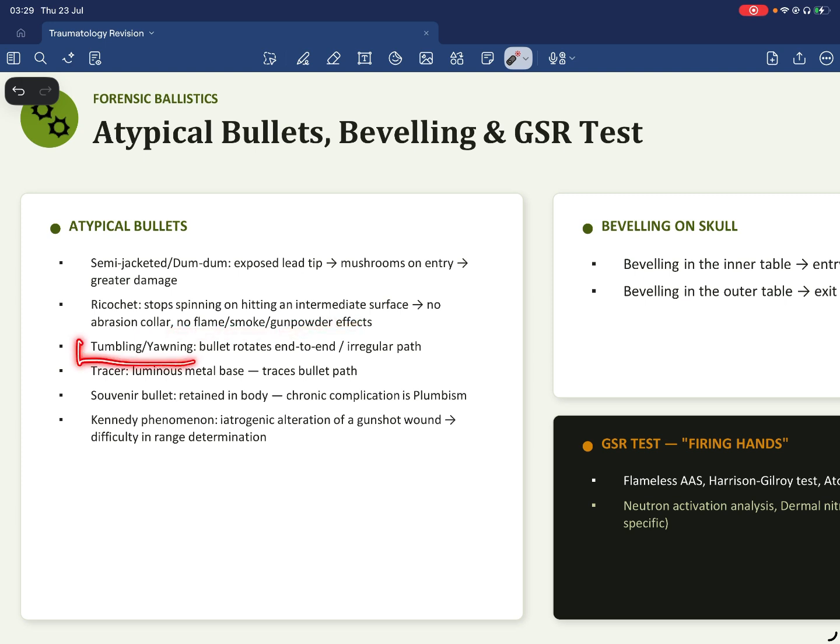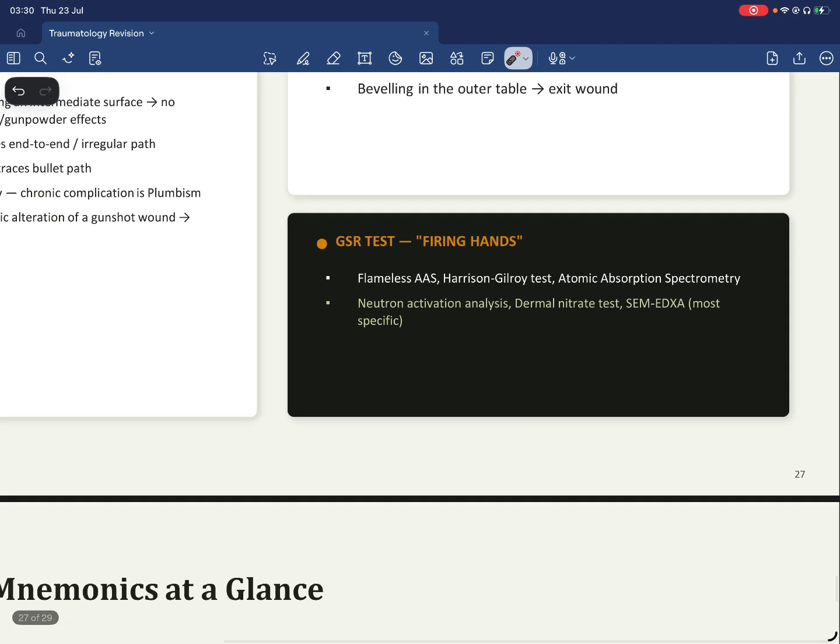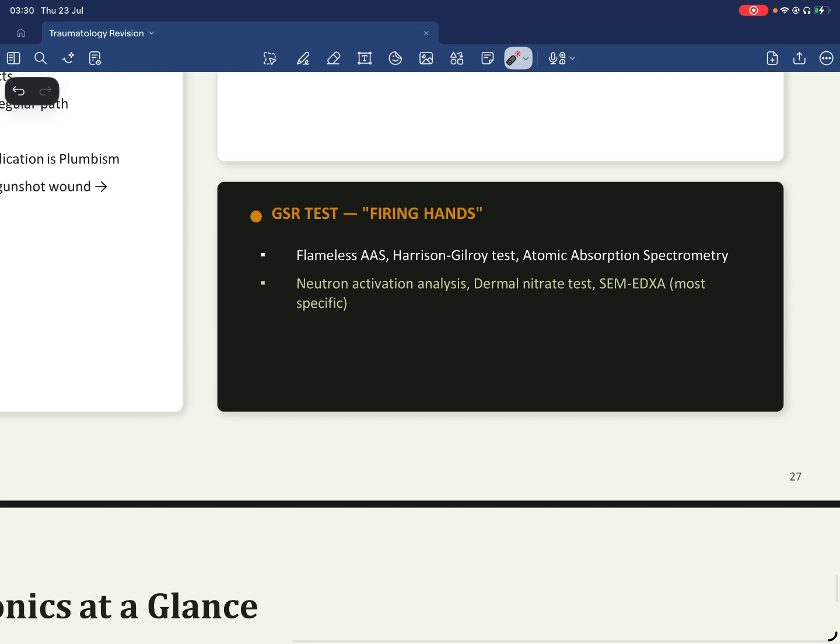Tumbling or yawing bullets, where the bullet rotates end to end, have an irregular path. Tracer bullets have a luminous metal base which traces the bullet path. A souvenir bullet is retained in the body and can lead to chronic heavy metal poisoning such as plumbism. Kennedy phenomenon is iatrogenic alteration of a gunshot wound, which makes it difficult to determine the range. Beveling of the inner table is seen in the entry wound and beveling of the outer table is seen in the exit wound. Gunshot residue tests can be remembered by the mnemonic FIRING HANDS.